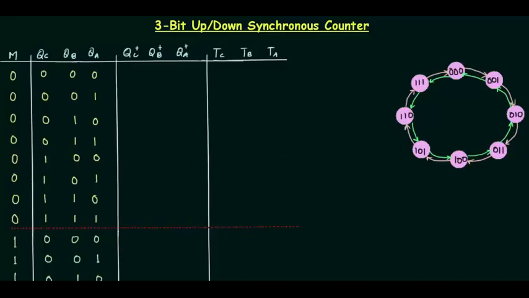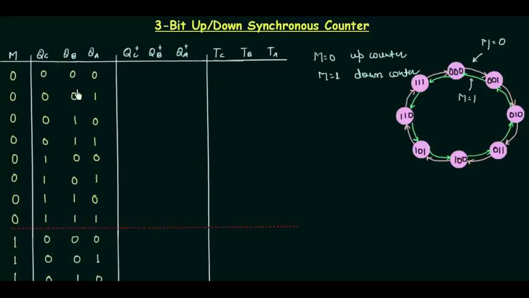So let me write this important point down. This particular case, the brown one, is when M is equal to 0, and this green one is when M is equal to 1. So what I can say is, when M is equal to 0, we have an up counter, and when M is equal to 1, we have a down counter. So let's design our circuit.